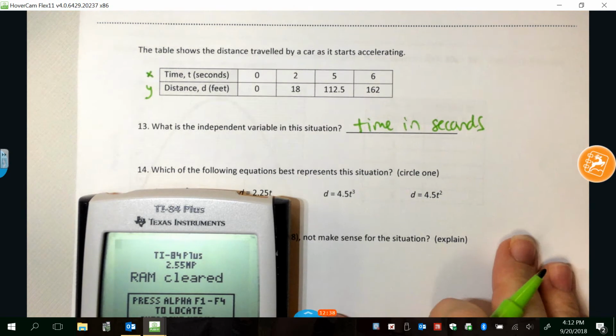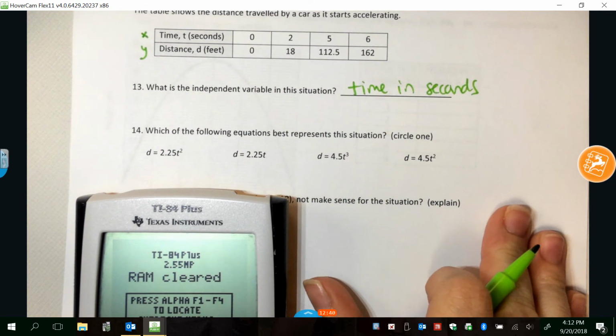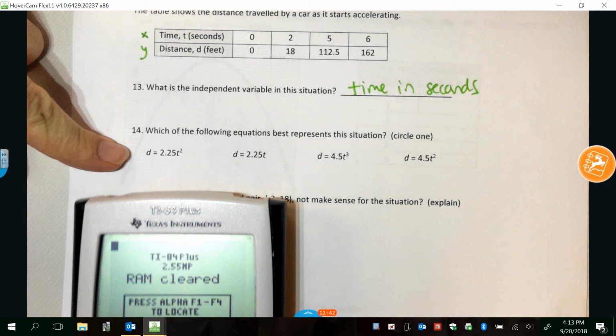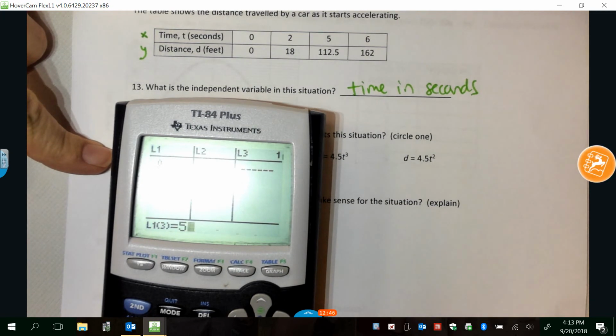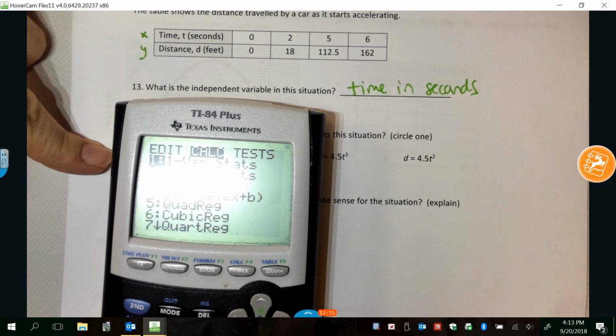If you just put time, that's fine. It says, which of the following equations best represents the situation? Again, I'm going to do what I did last time. Stat, enter: 0, 0; 2, 18; 5, 112.5; 6, 162. Then I'm going to do stat, right, and quadratic.